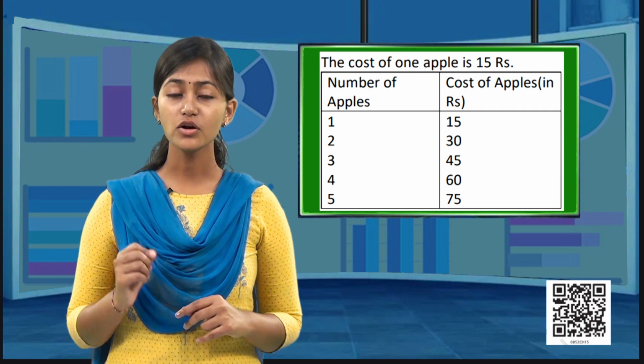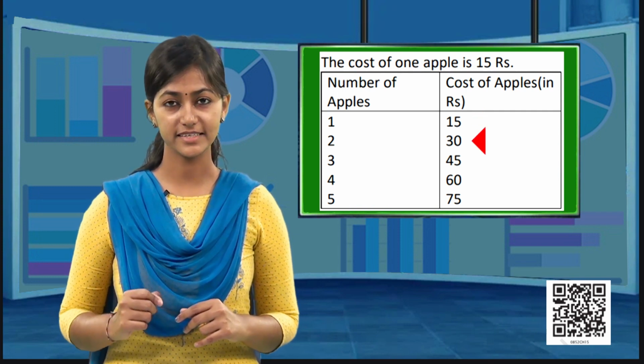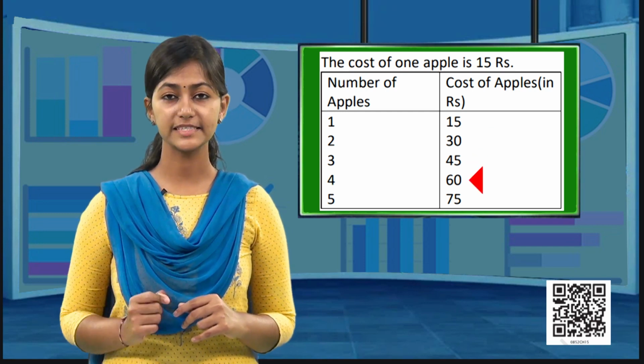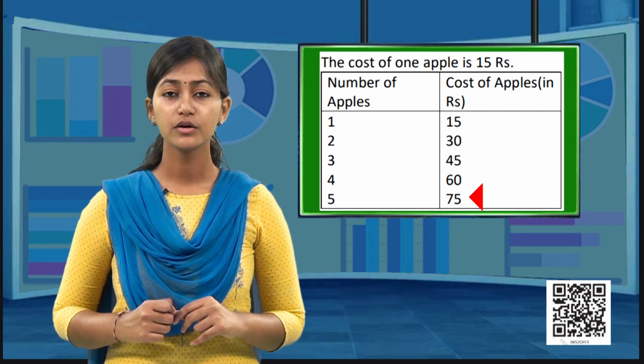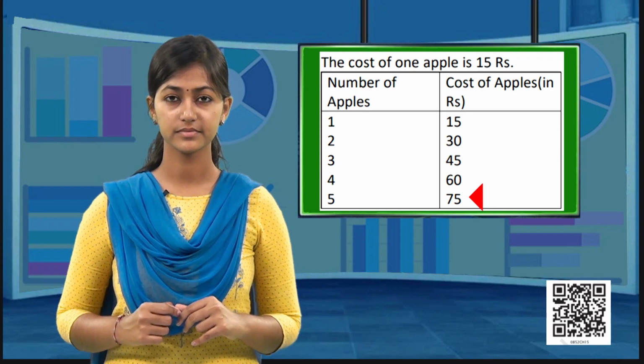Solve this problem as an exercise. The cost of 1 apple is 15 rupees, for 2 apples it is 30 rupees, for 3 apples it is 45 rupees, for 4 apples it is 60 rupees, for 5 apples it is 75 rupees. What will be the cost if a person buys 7 apples?